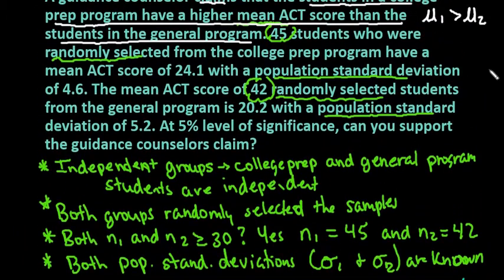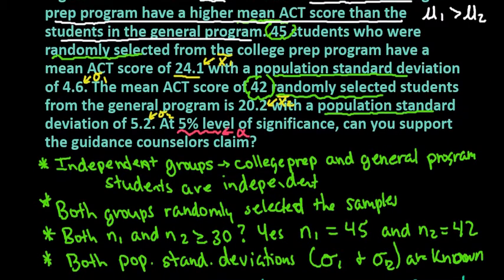Okay, remember we already talked about N1 and N2, but we need to know this would be our X bar 1, and this would be our X bar 2. And our sigma 1 would be 4.6, and our sigma 2 would be 5.2. We also need to know our level of significance, which is 5%. So this is going to give us our alpha level. Okay, so those are the things that we need to know in order to run the test.